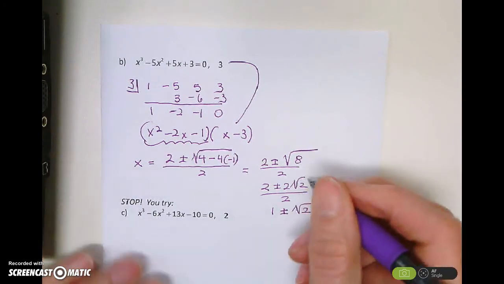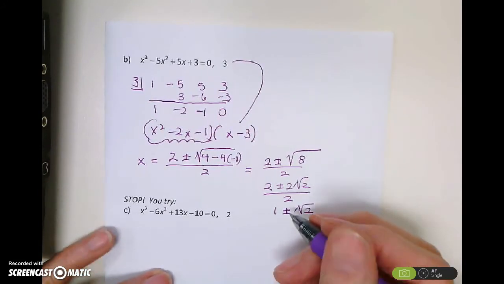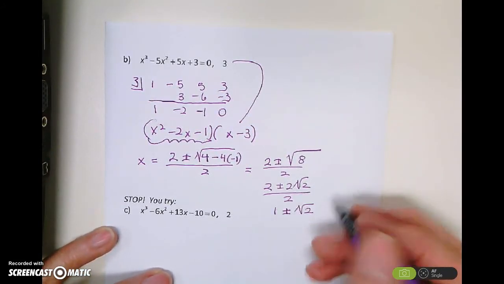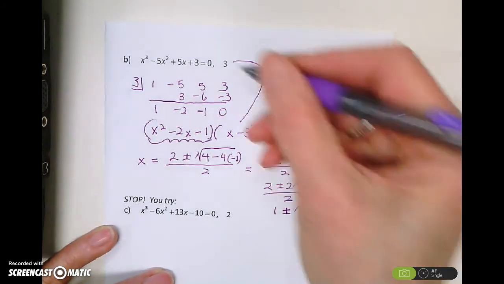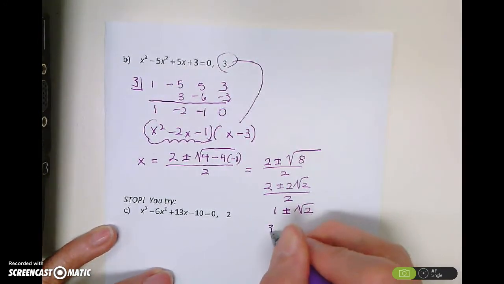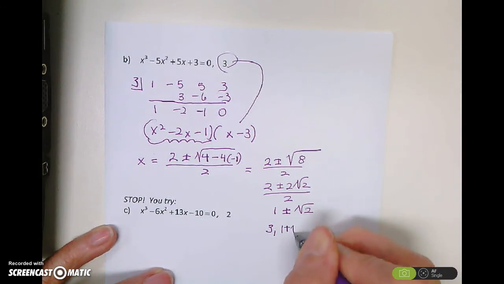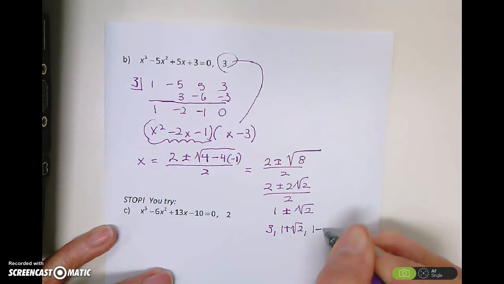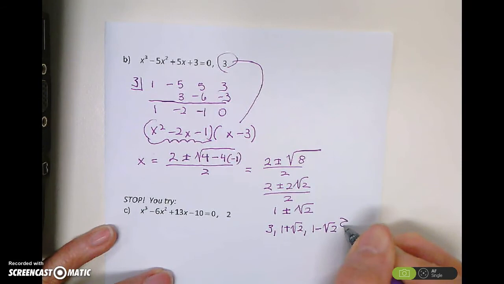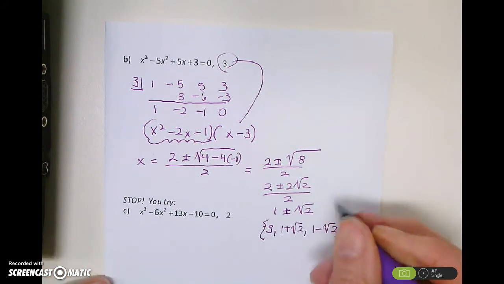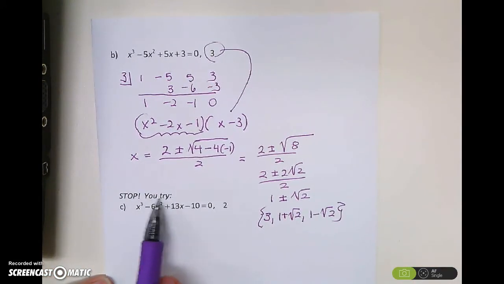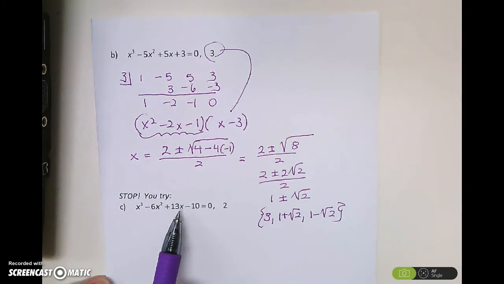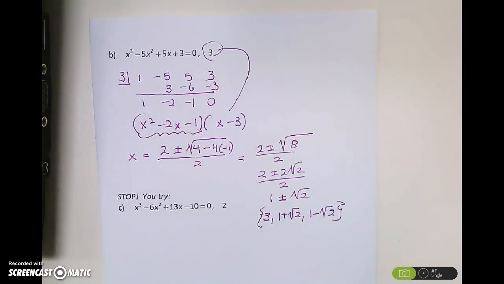So that's 2 answers. So if I were to write my solutions, they would include the 3 from the very beginning. So my 3, 1 plus the square root of 2, and 1 minus the square root of 2 would be my solutions. All right, so I'm going to stop and let you try this one right here. And we'll pick up in class and finish the rest of it in the following class.